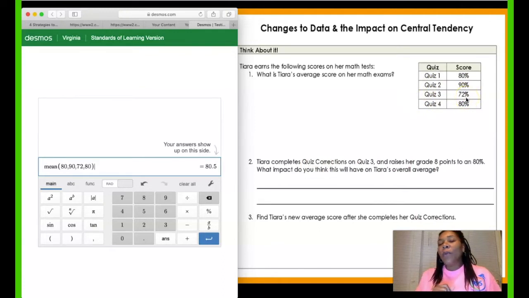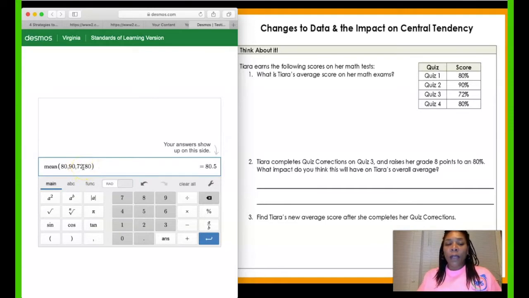So this is where I want you to look. We're going to do this 2 different ways. Pay attention: I'm going back to the decimals calculator, and since I'm going to change her score from a 72% to an 80%, I can simply change this number here.